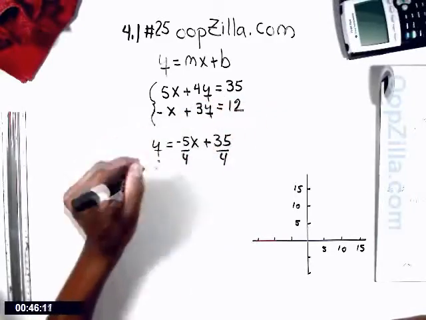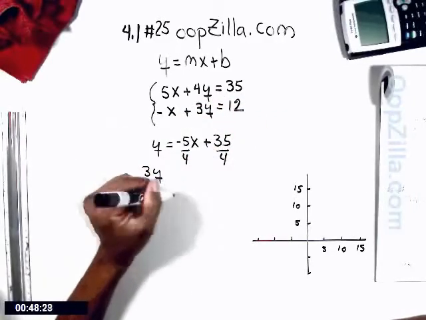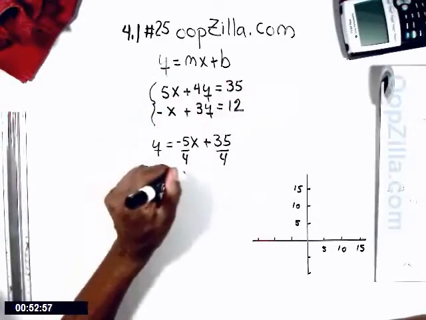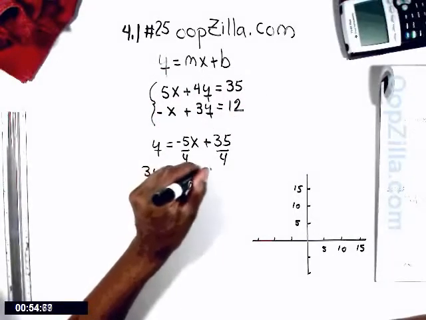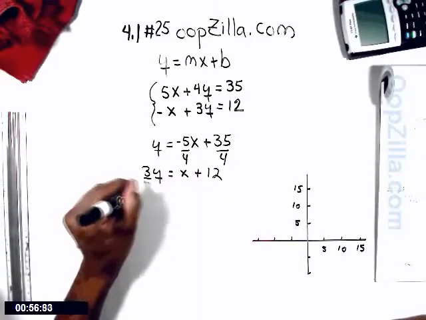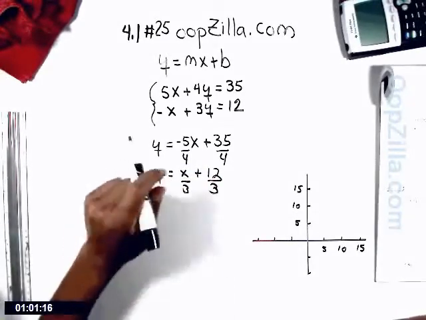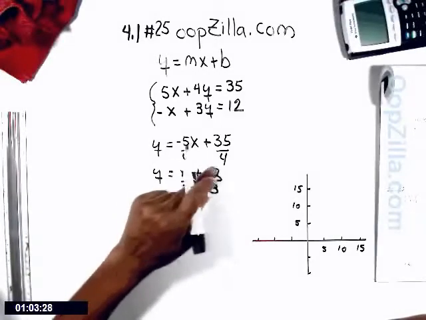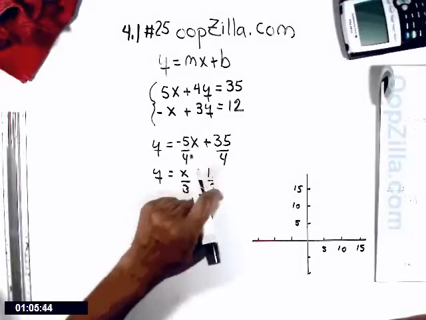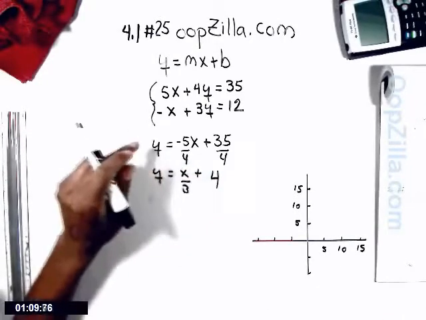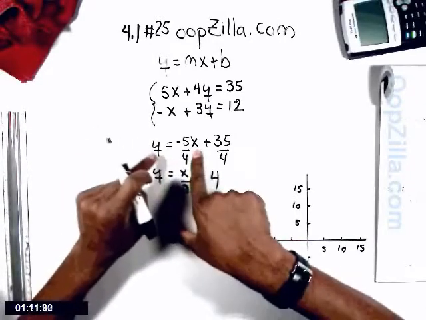Now this guy right here, that's going to be 3y equal to, bring him across the equal sign, x plus 12. Now divide by 3 on all sides. That's going to leave me with x over 3. That's going to become a 4, I believe. So let's make that a 4.